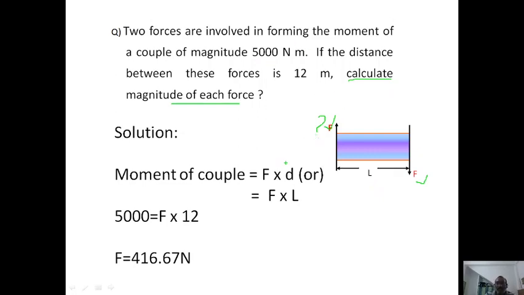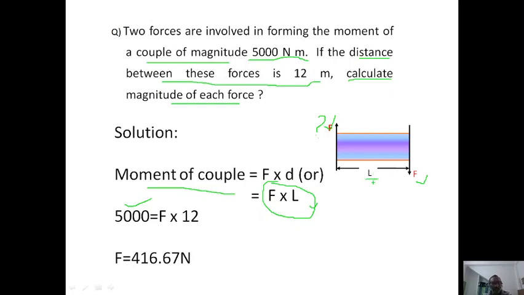So what is given? F into L is given, that is 5000 Newton meter. The magnitude of couple is given, that is nothing but moment. Therefore, moment is given, that is F into L, right? The quantity is given. And the perpendicular distance is given as 12 meters. So this is 12 meters. So L is equal to 12 meters.